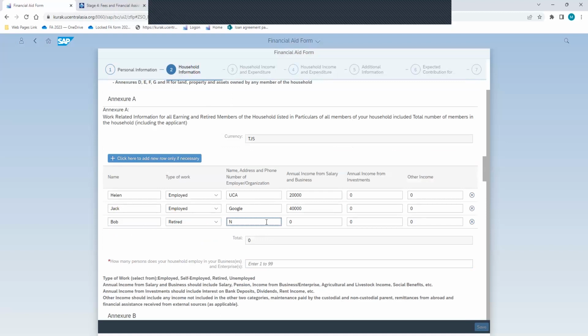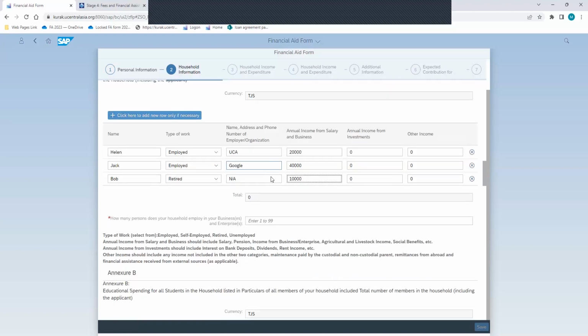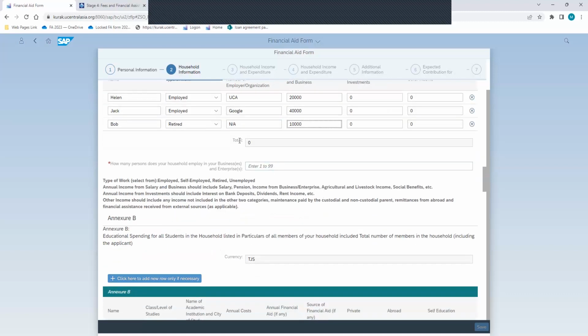If he's retired, usually it is N/A because of the name of the organization, or it can be simply the pension fund. It depends on the individual case. So assuming that he's earning 10,000 annually, here's a total. You can go down and this total will be calculated automatically. Don't worry about that. Just pay attention to the next question.